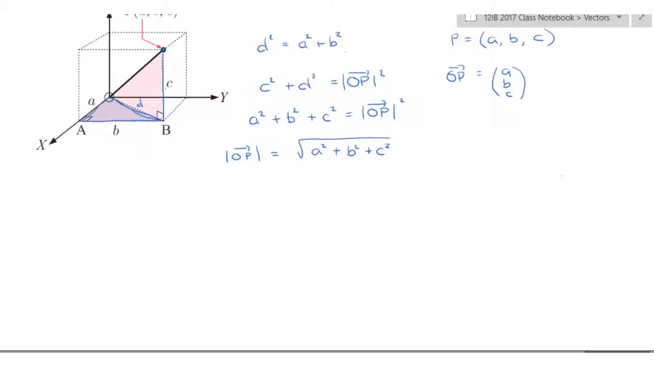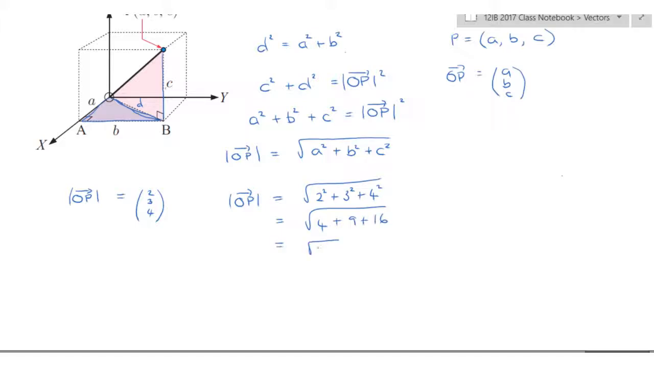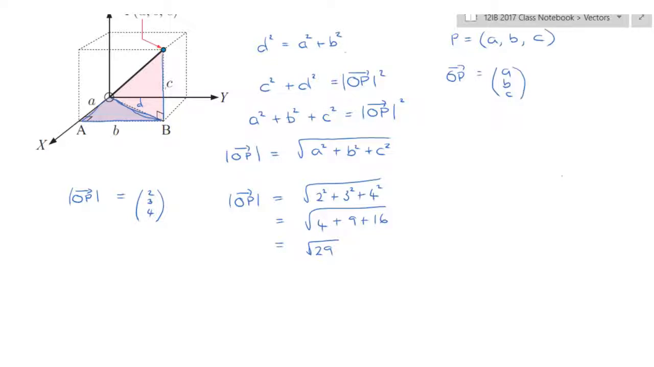So if we go back to our example at the top where OP was 2, 3, 4, and we put it into our formula to find the magnitude of OP, we get 2 squared plus 3 squared plus 4 squared, which means the square root of 4 plus 9 plus 16, which gives us the square root of 29. Okay, so the magnitude of OP is the square root of 29, and there's nothing more we can do with that, so we just leave it as it is.